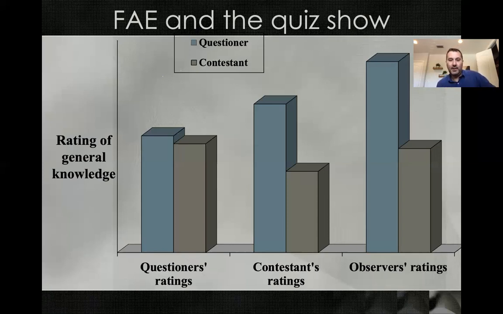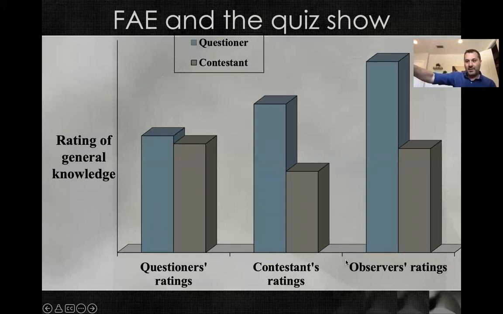In fact, the only people who don't show the fundamental attribution error are the questioners themselves, because they realize that the only reason they know the answers is because they had to know the answers when they were generating the questions. They could only ask questions they already knew the answers to. So they realize that's the only reason they seem to know more than the contestants, so they don't exhibit the same bias.